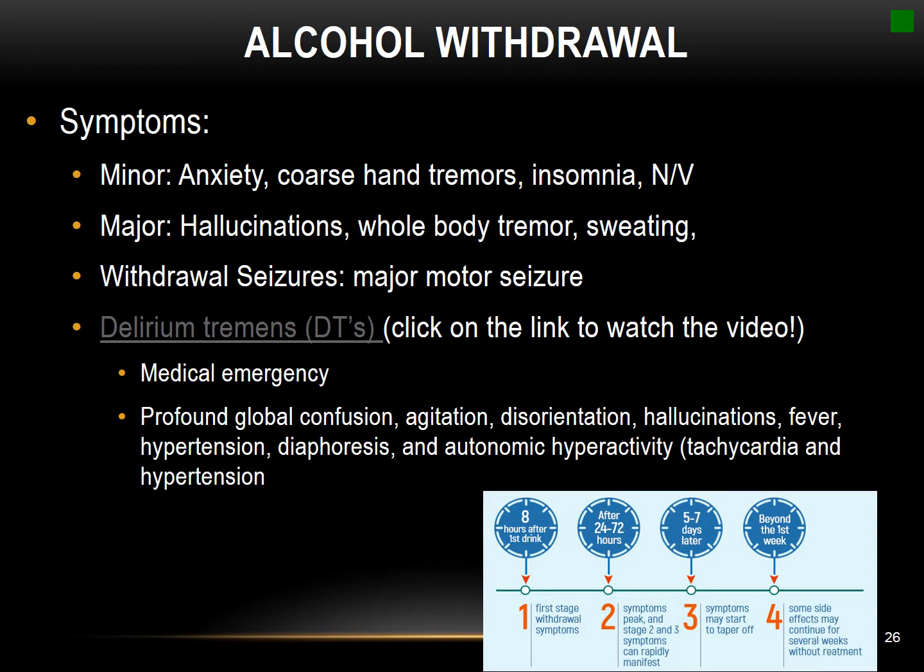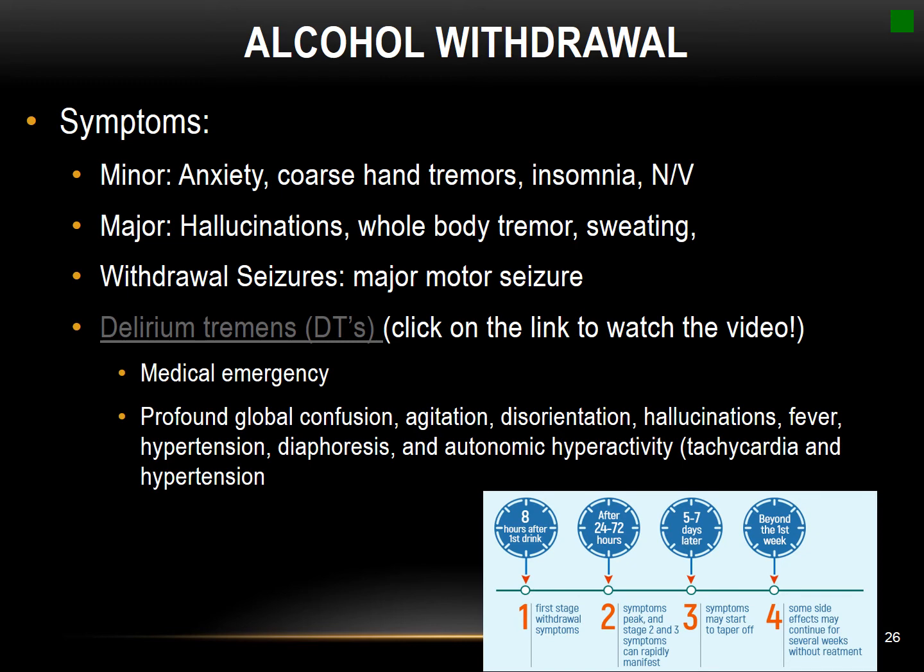Symptoms of withdrawal begin a few hours after stopping or markedly reducing alcohol intake. Yes, a few hours sometimes. Withdrawal peaks around day 2 and may be over in 5 days, but frequently it can take more time, sometimes up to weeks. Symptoms with minor withdrawal start out as anxiety, insomnia, nausea, and coarse hand tremors. Some drinkers experience major withdrawal symptoms such as hallucinations, whole body tremors, vomiting, sweating, and hypertension.